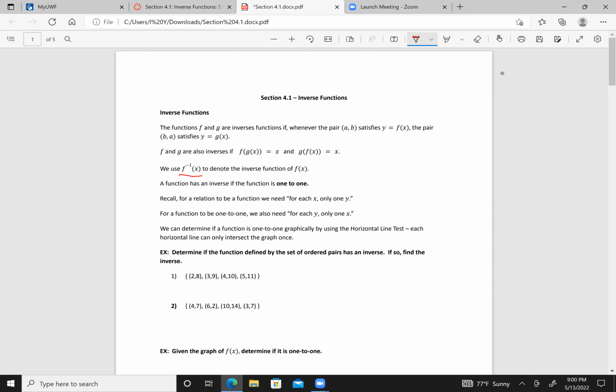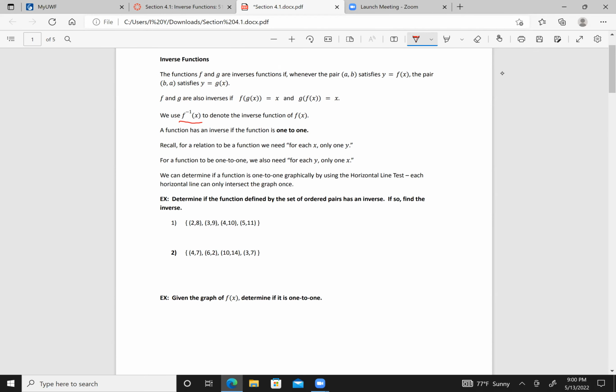A function has an inverse if the function is 1-to-1. Remember when we talked about functions, in order for a relation to be a function, for each x there was only one y. For a function to be 1-to-1, we also need for each y only one x. So we can determine if a function is 1-to-1 graphically by using a horizontal line test, similar to the vertical line test as well.